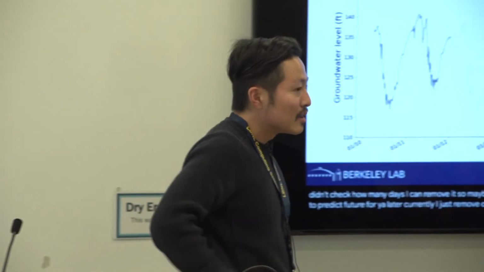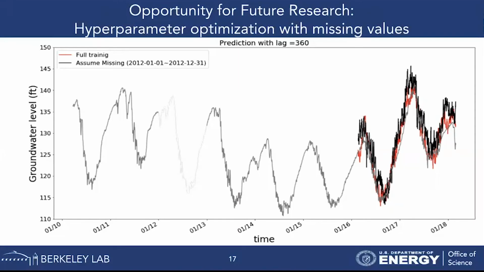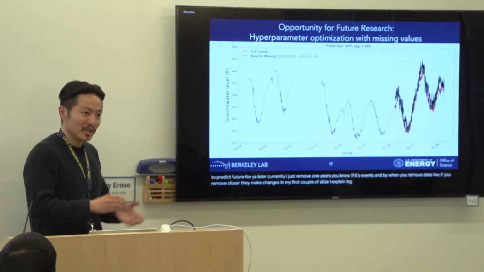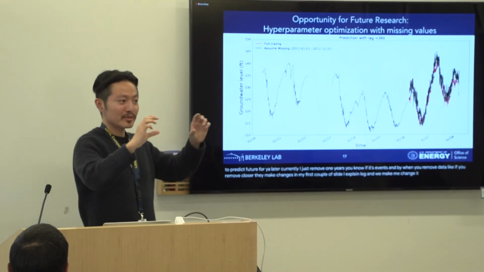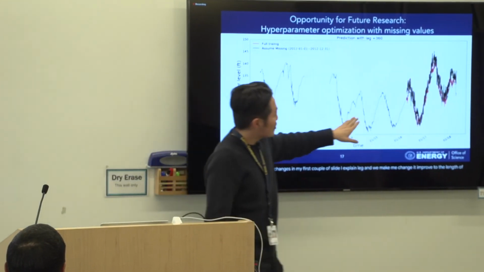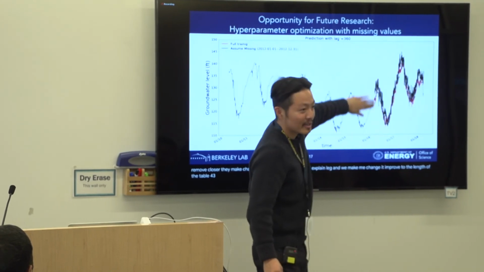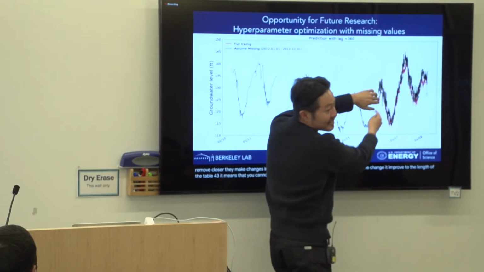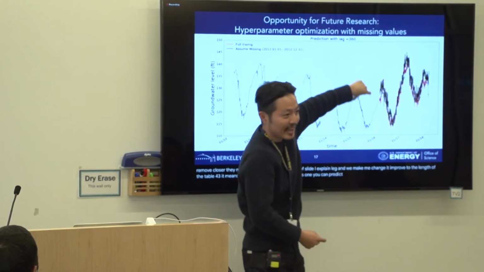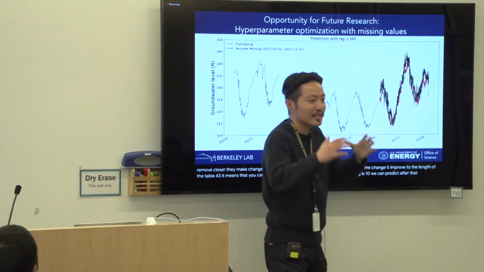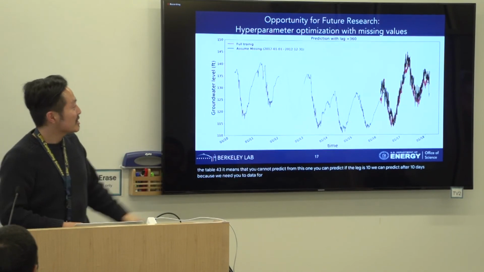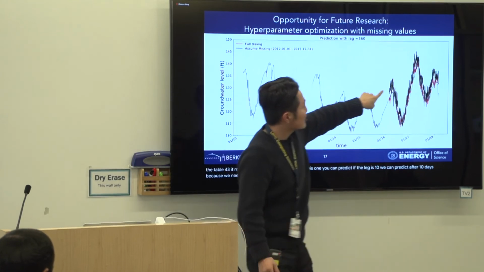Do you know if it's influenced by when you remove data? Like if you remove closer to today, does the prediction change? In my first couple of slides, I explained lag, and we change each input to the lag in the table. For example, if we assume that we don't have these values, it means that we cannot predict from this one. If the lag is 10, we can predict after 10 days because we need input data. But here, it doesn't affect this.